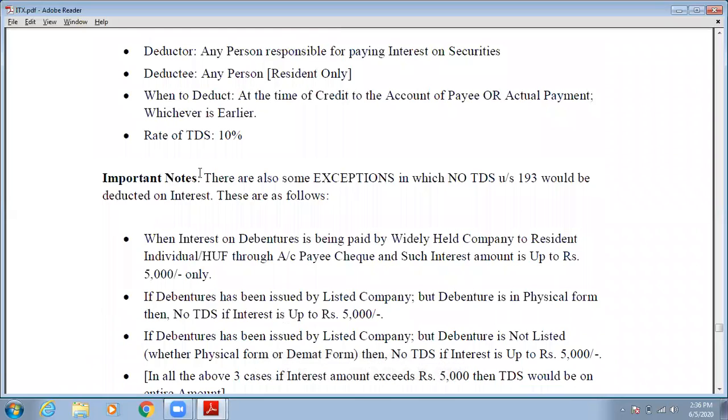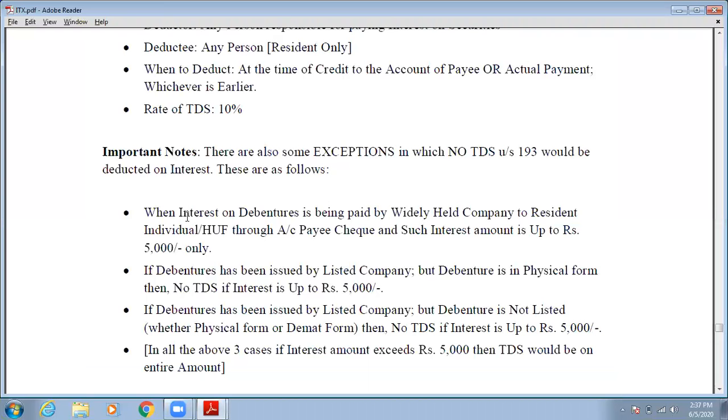Now, there are some important notes. There are also some exceptions in which no TDS under section 193 will be deducted on interest. So there are some exemptions in which TDS will not be deducted. Let's see what these exceptions are. When interest on debenture is being paid by a widely held company to a resident individual through account payee cheque, and such interest amount is up to 5,000 only.